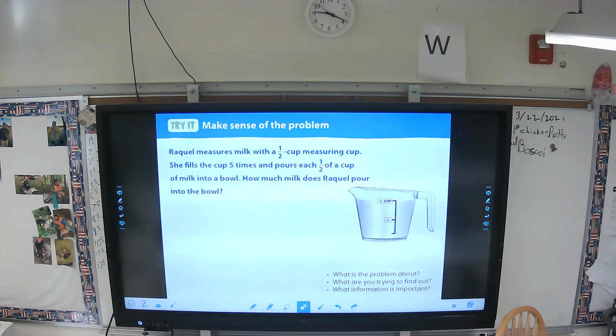Raquel measures milk with a half cup measuring cup. She fills the cup 5 times and pours each half a cup of milk into a bowl. How much milk does Raquel pour into the bowl? So she has a half cup measuring cup. She fills it 5 times and dumps it into a bowl.